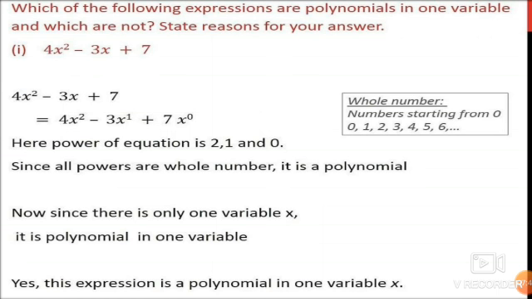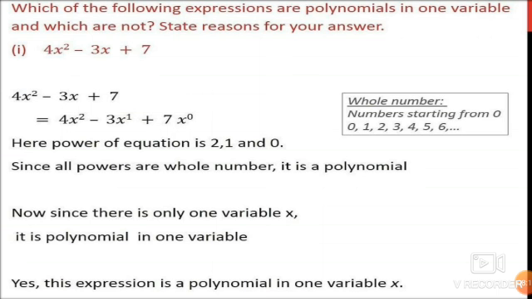Okay, let us see the example, students. 4x square minus 3x plus 7. Will you write that given example once again? 4x square minus 3x plus 7. First, observe what the variables and constants are in this expression. Here only one variable is there, that is x. In the first term x square is there, in the second term only x, and in the third term there is no x written, but the degree must be 0.